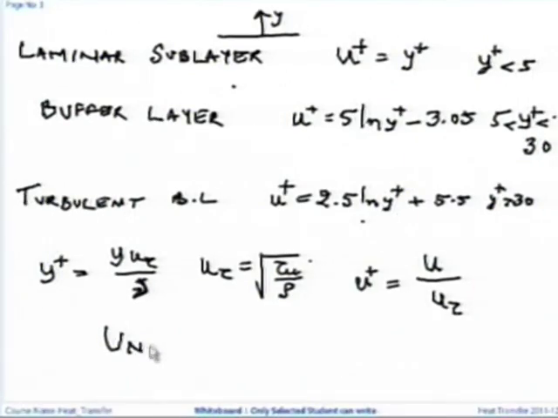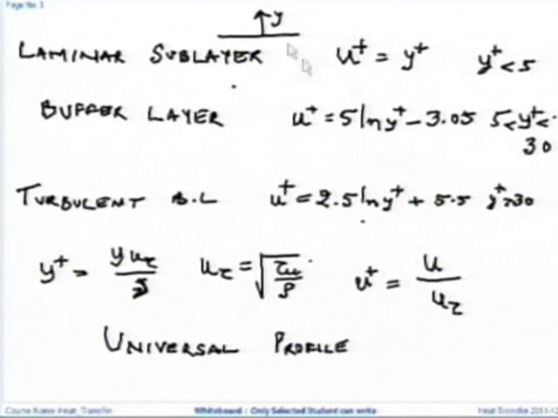This way of representing u plus and y plus is what is called the universal profile or universal boundary layer profile, or sometimes loosely the universal velocity profile. Why is it universal? Because it works not only for external flow but also for internal flow. Whenever you have a new experimental setup, or whenever you write a numerical code, you first check it against this universal velocity profile. If it is not matching, that means something is wrong in our setup or in the numerical procedure I am adopting.